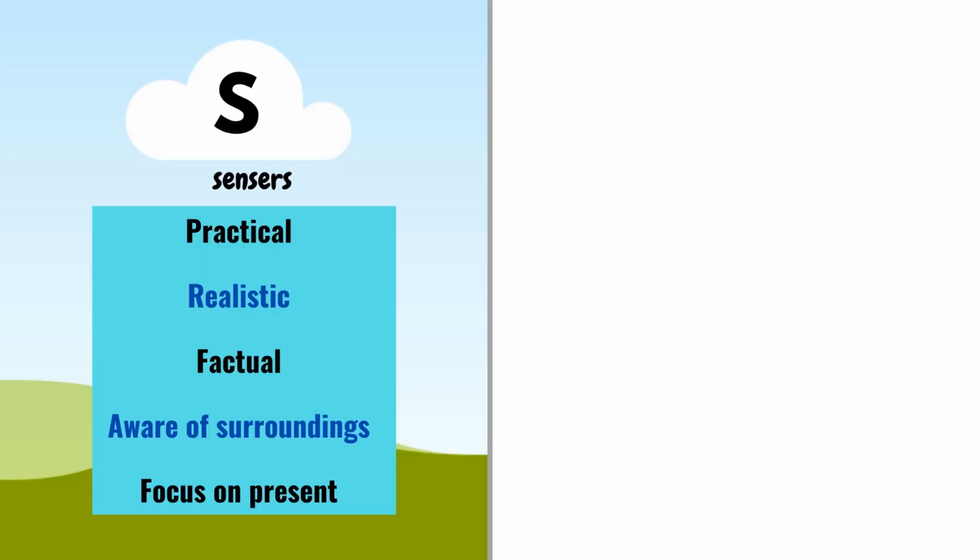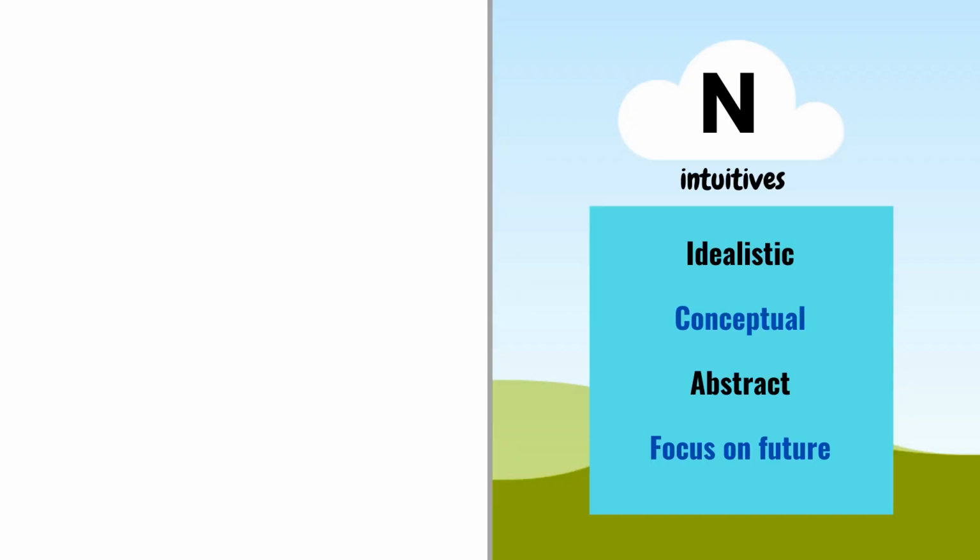If you are a sensor, you tend to be practical, realistic, factual, and aware of the surroundings. You also tend to focus on the present. If your preference is intuition, you are likely to be more idealistic. You tend to think in terms of concepts, and these concepts tend to be more abstract than concrete. You also have a tendency to focus on the future instead of the present.